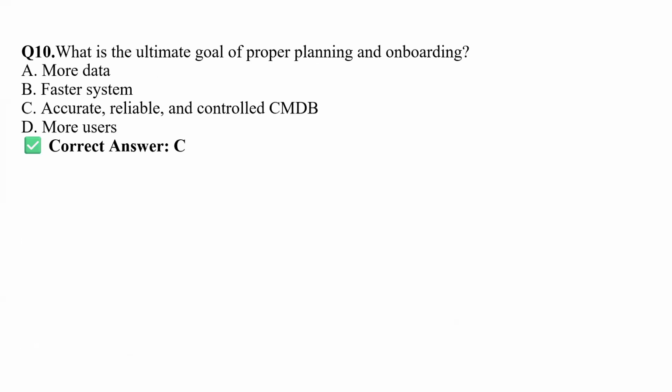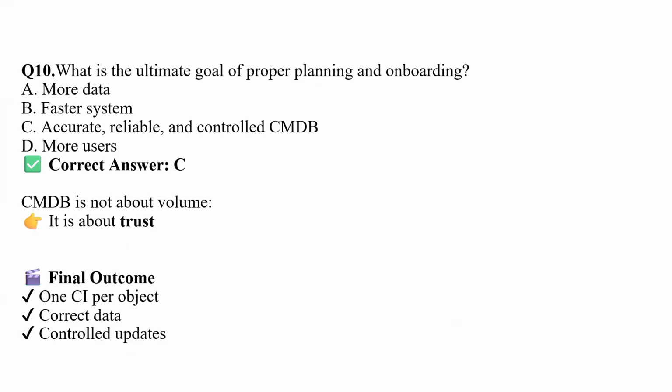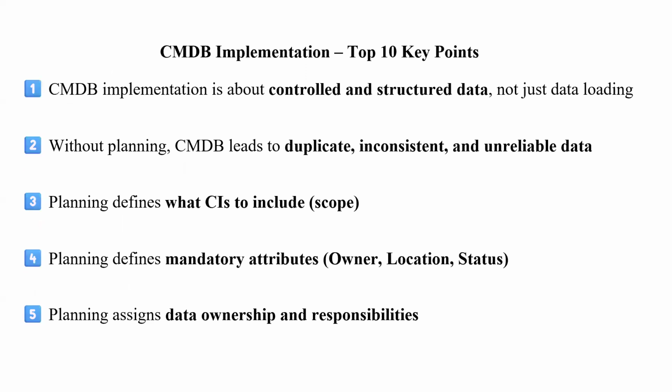What is the ultimate goal of proper planning and onboarding? Option A, more data. Option B, faster system. Option C, accurate, reliable, and controlled CMDB. Option D, more users. The correct answer is accurate, reliable, and controlled CMDB. Because CMDB is not about volume, it's about quality. Quality means it's about trust. So the final outcome is one CI per object, correct data, and controlled updates. These are the key points we can discuss.